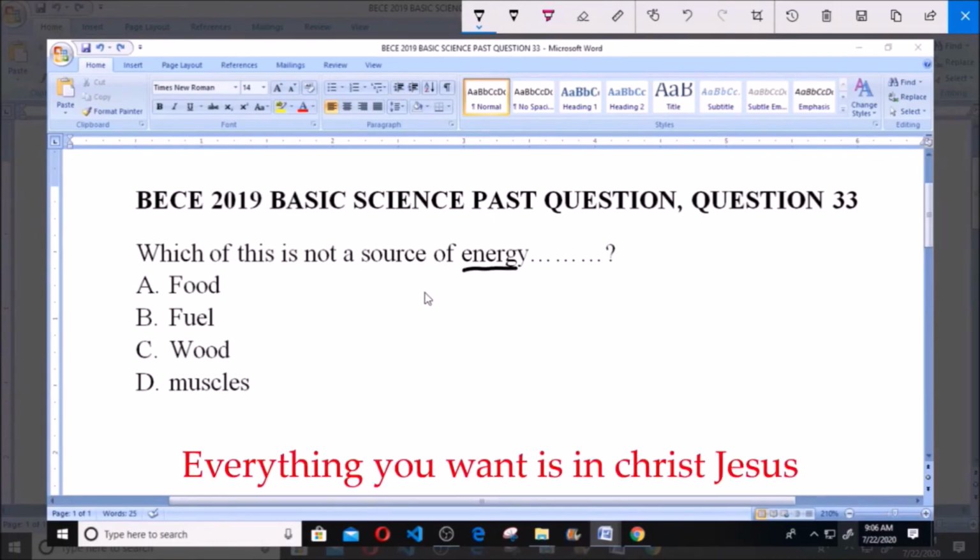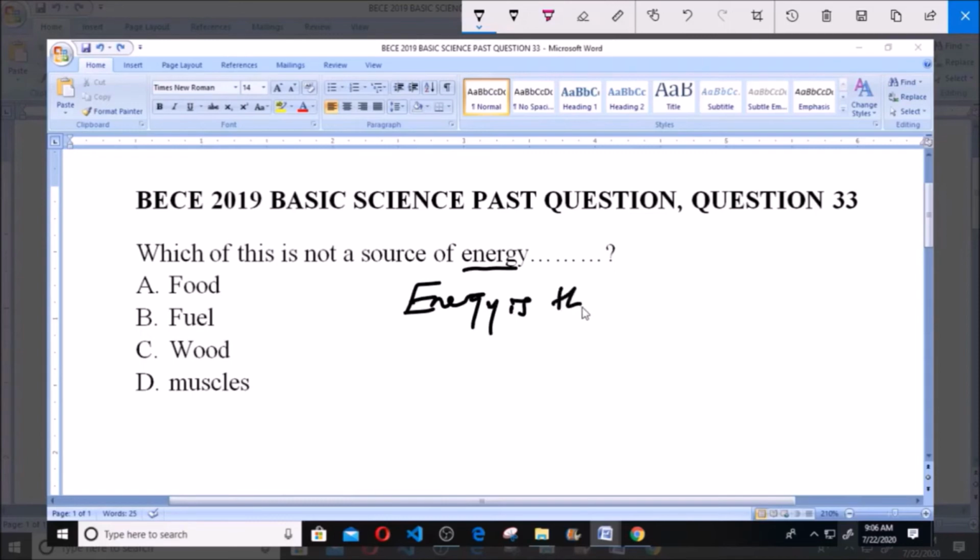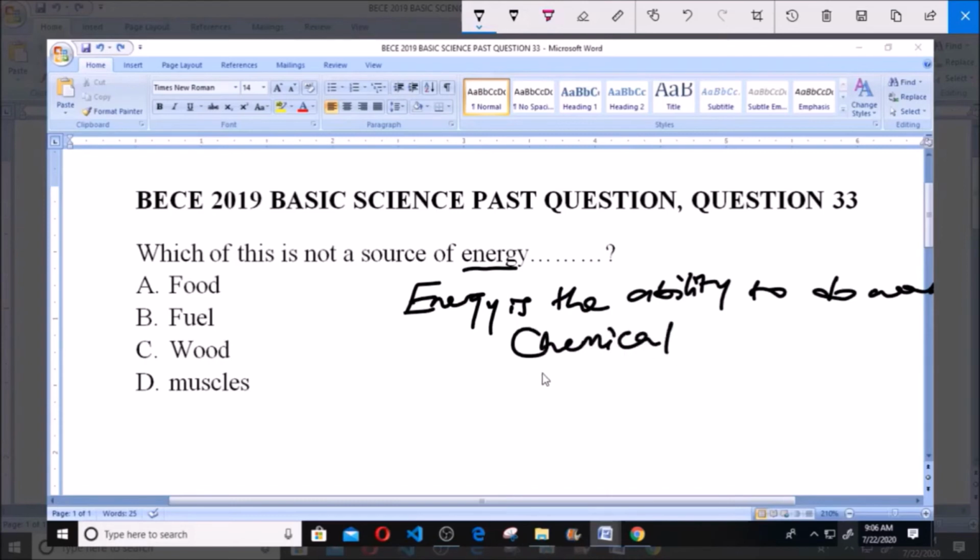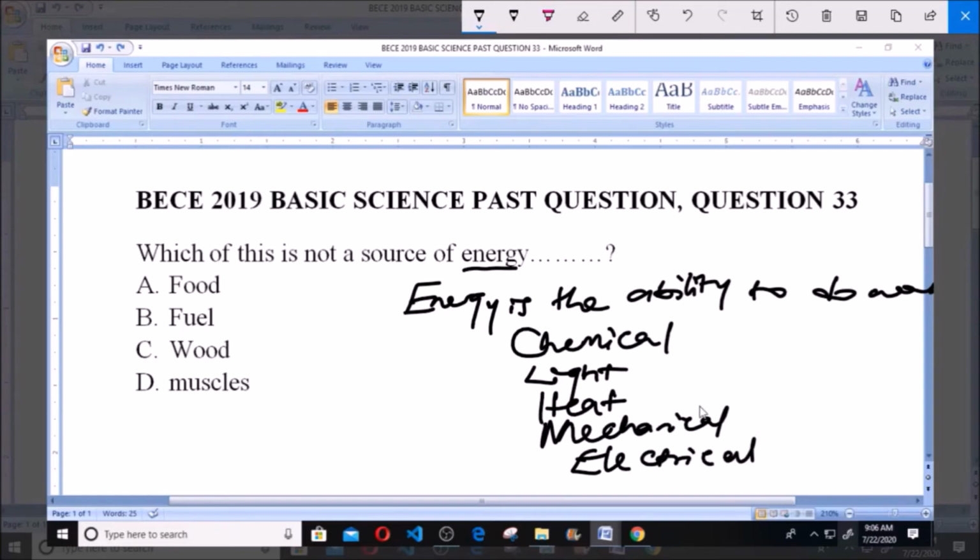Now what is energy? Energy is the ability or the capacity to do work. And this energy can exist in various forms. We have different types of energy: chemical energy, light energy, heat energy, mechanical energy, and electrical energy, as in electricity, and so on. Each of these types of energy is contained in different substances. So we are looking for an option which is not a source of energy, where energy cannot be gotten.